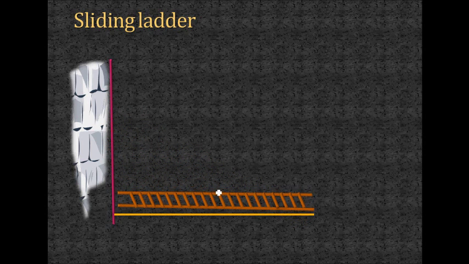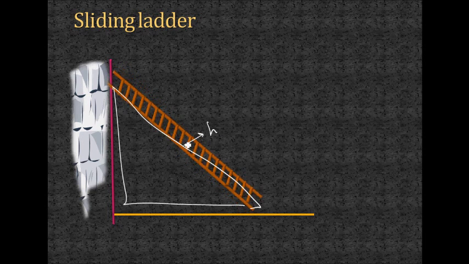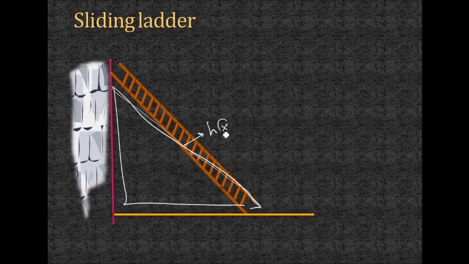You can see that there is a right angle triangle formed here, and this hypotenuse is the ladder. As the ladder comes down, there is no change in the hypotenuse. The ladder's length does not change. But what changes? The height changes.